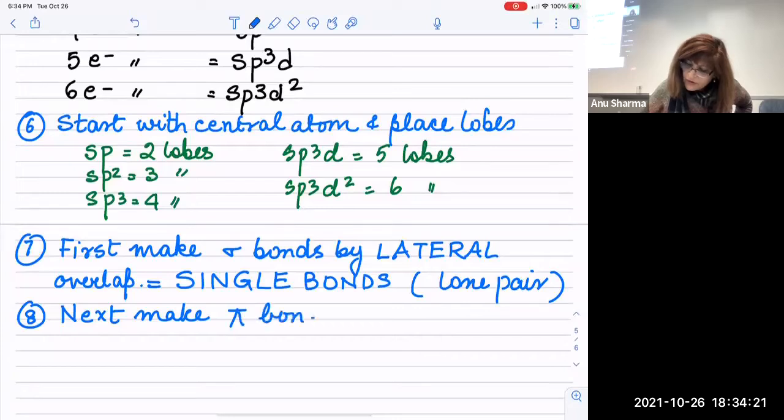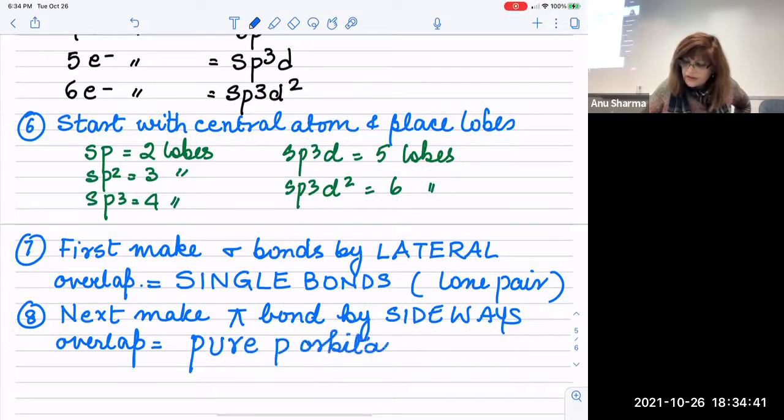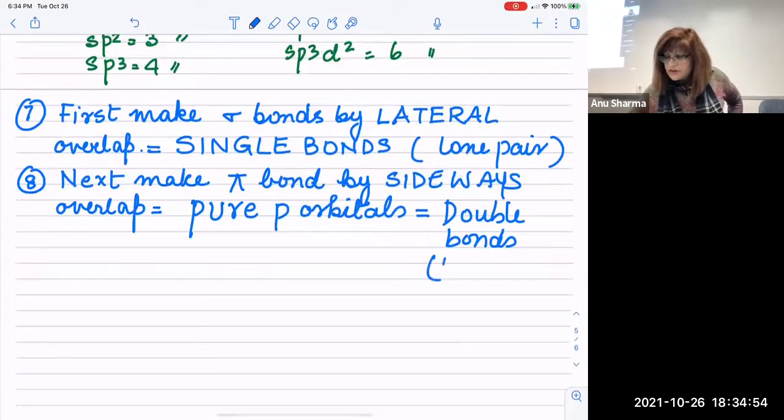So how are the pi bonds formed? By sideways overlap. And who is involved in that? The pure p orbitals are used in that. Pure p orbitals are used in making the double bonds. And sometimes a lone pair can also be present there.